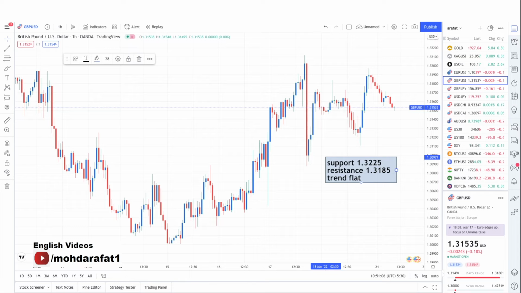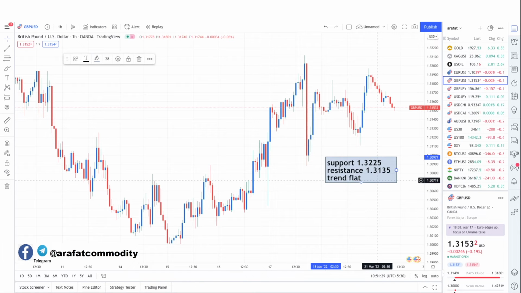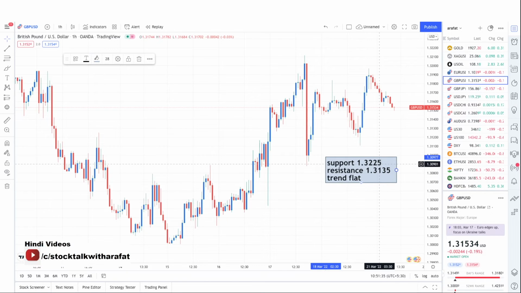Actually, that resistance and support is wrong. Let me rectify them. 31.35 is support and 32.25 is resistance. Either support or resistance will trigger the major trend. Currently, the trend is flat. Let's move on to cryptos.